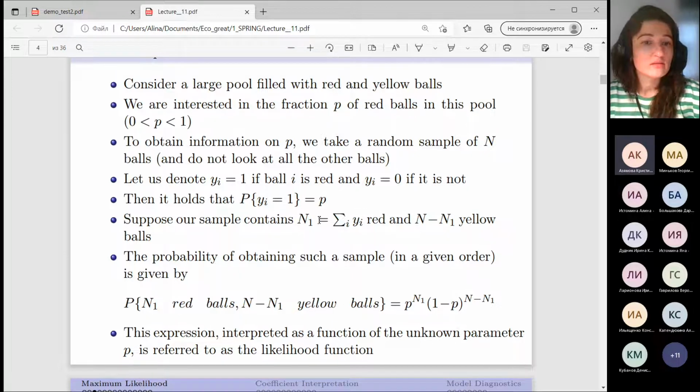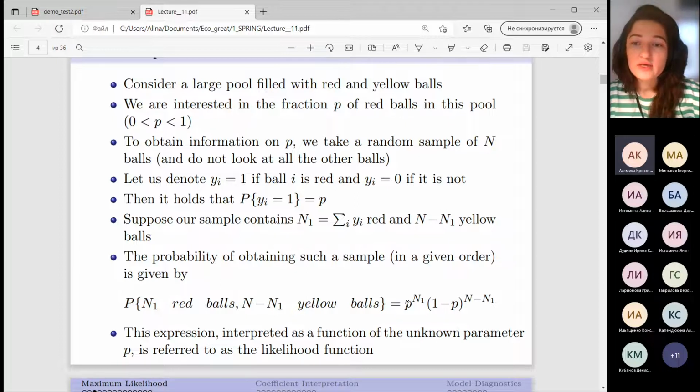So also let's define n1 as the number of all red balls, and n minus n1 as the number of yellow balls. So you can note that this is a Bernoulli random variable, yeah? And also, if you want to obtain the probability of such a sample, you can use this formula, yeah?